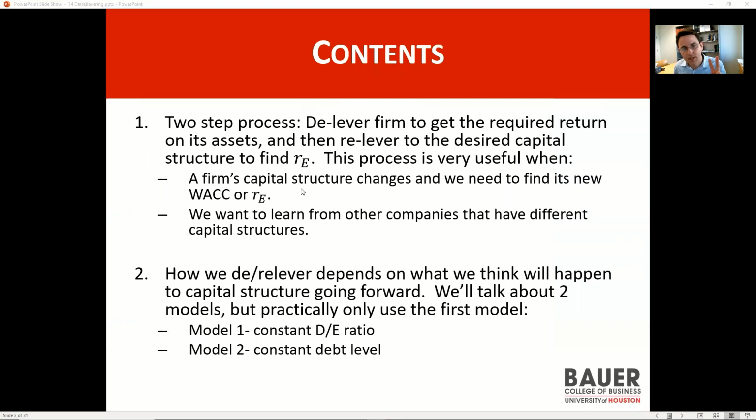This 2-step procedure is going to be very helpful in a variety of contexts. First, you can think about the firm changing its capital structure. The company makes a strategic choice to maybe take on more debt. So a lot of tech companies, for example, won't have any debt to begin with, and then they'll take on debt later on. Well, that's going to change their WACC. That's going to change their discount rates. We need to be able to carefully measure exactly how much their discount rate is going to change.